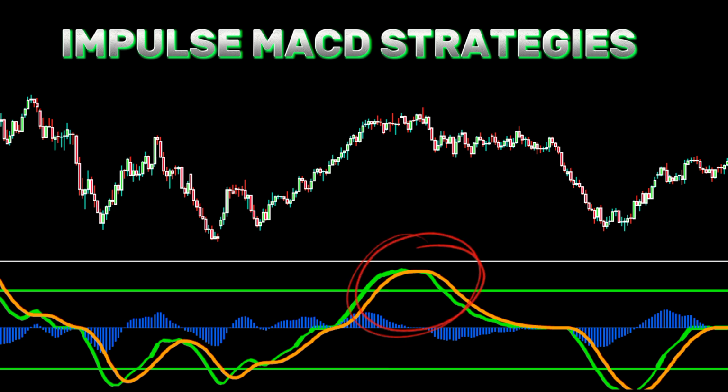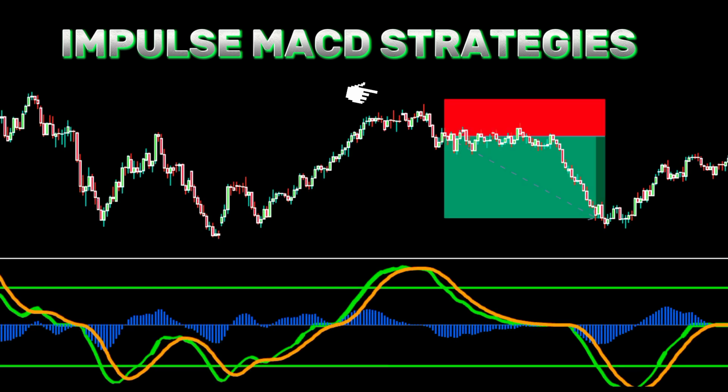Now, for your stop loss, you can set it at the nearest resistance level and set your profit target at least at times your stop loss. And as you can see, this trade was a successful one.